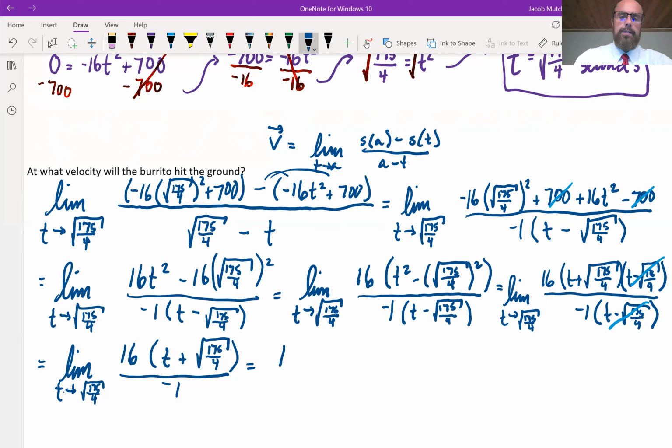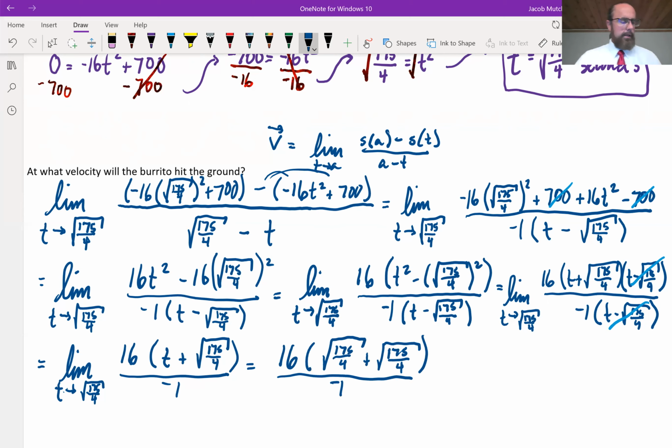So that's equal to 16. And I'll put, instead of time, this time value of square root 175 over 4. And that's duplicated, so I end up with 2 of these, all over negative 1. And that's going to reduce down to, I've got 2 of them. So if I treat that as a coefficient of 2 and multiply it times the 16 and then wrap the negative into that, we get negative 32 times the square root of 175 over 4.